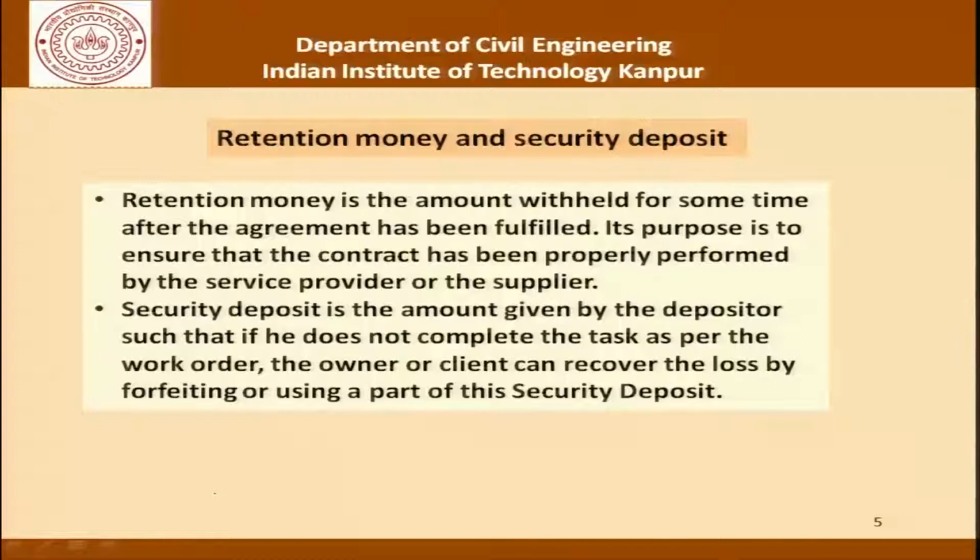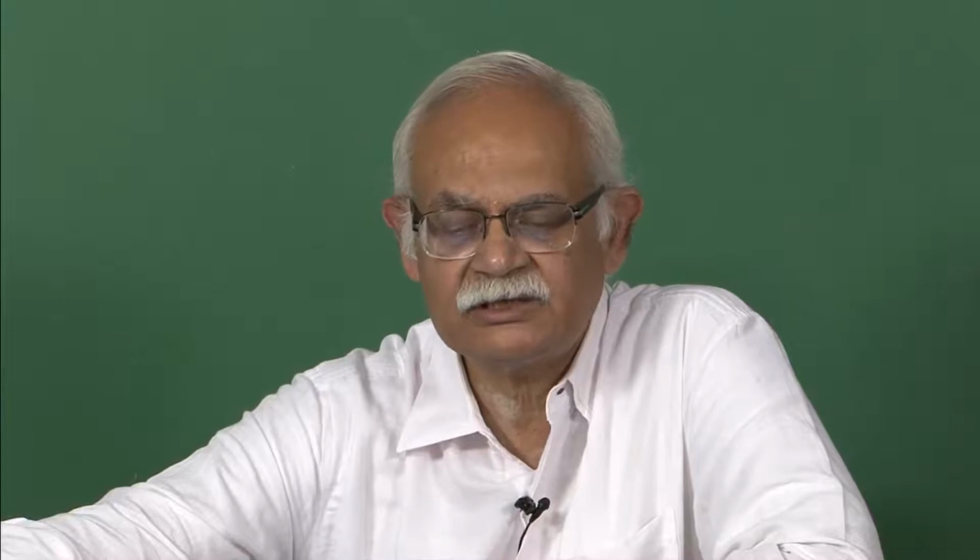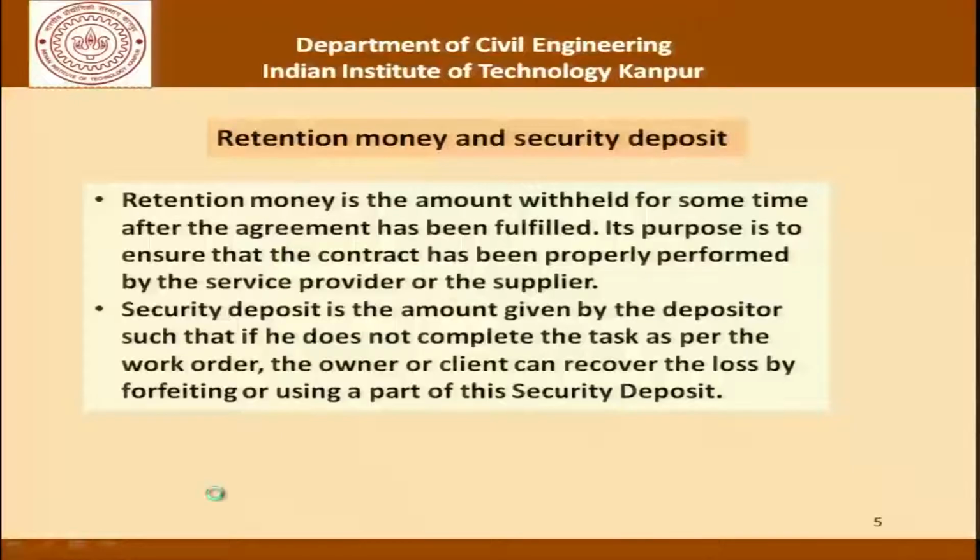Whereas the retention money applies after the contract has been completed, when the project has been completed to satisfaction and continues to perform for a certain period of time beyond the completion time, that is, while the facility or the asset is in service.